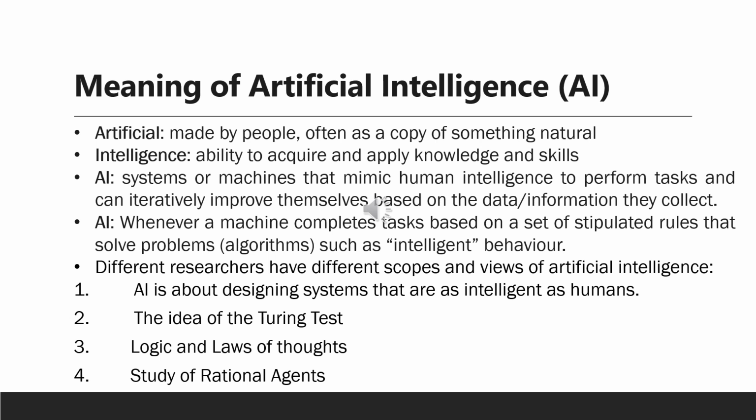From their own scopes, it has been divided into four. Some are seeing AI as designing systems that are as intelligent as humans, while others are viewing it from the idea of the Turing test, and others are viewing it from the logic and laws of thought. And lastly, others are seeing it as a study of rational agents.